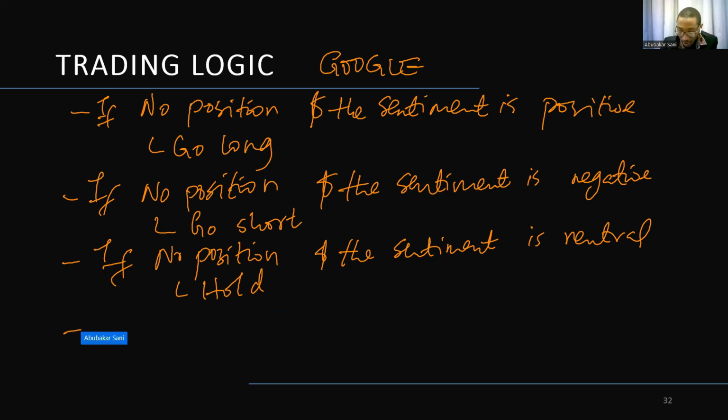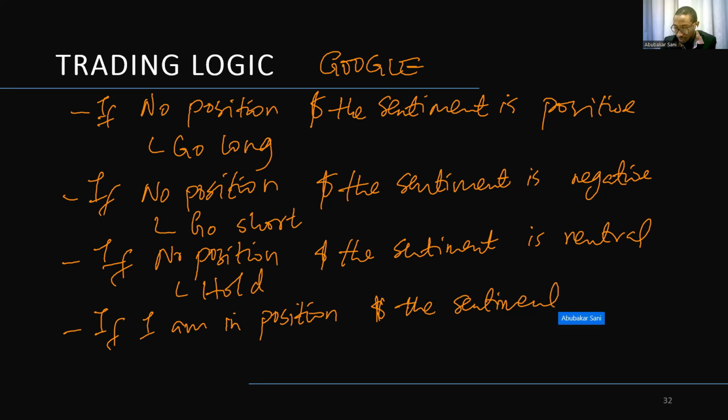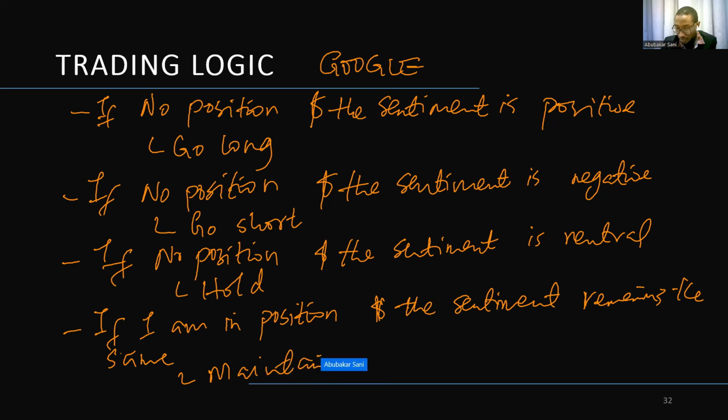The fourth scenario is, I am already in position. I have already bought, maybe in the morning, but now there is new news and the sentiment is still the same as the previous sentiment. So I will still maintain my position. People are happy about Google in the morning and they are still happy about Google at the end of the day. So I will hold. There is no point buying again. I will just hold so that I don't have duplicate positions.